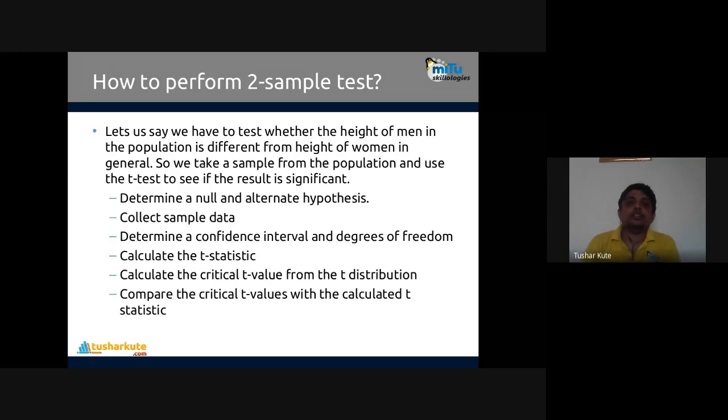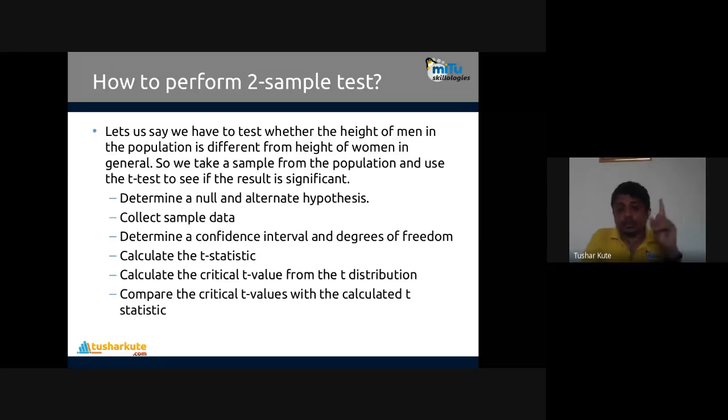Now, how are the steps? Six steps are required to perform this two sample t-test. The first case I told you about was the one sample t-test. The second is the two sample t-test. So we are comparing two samples, a pairwise test that we call. So data is taken from the same population, but the difference is that some are men and some are women.